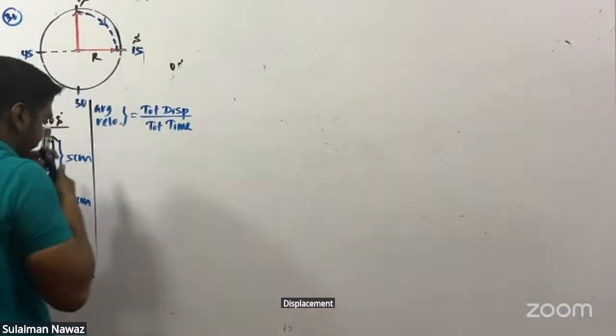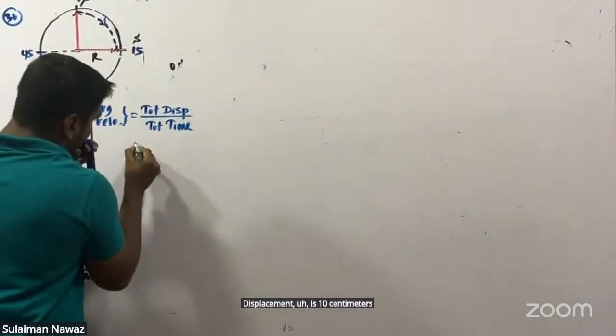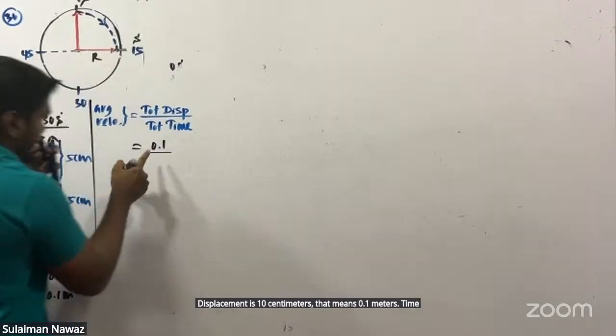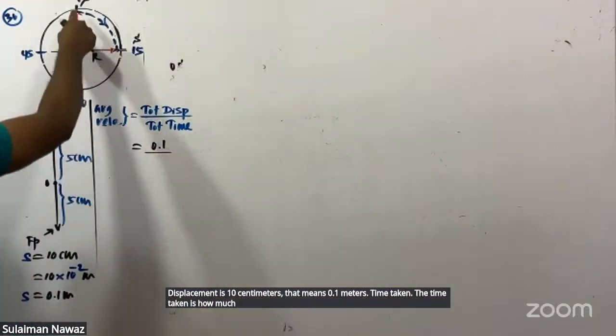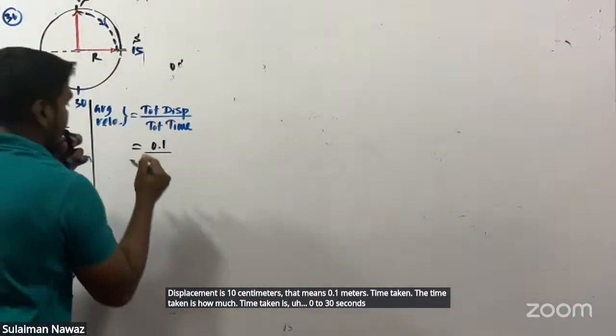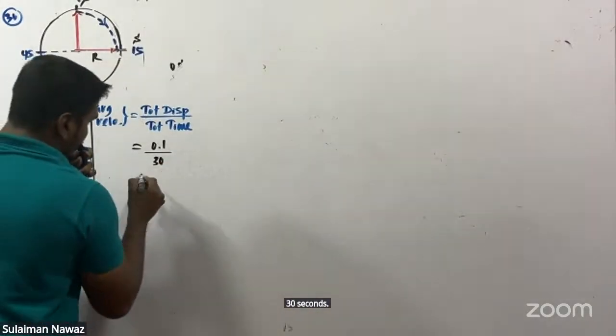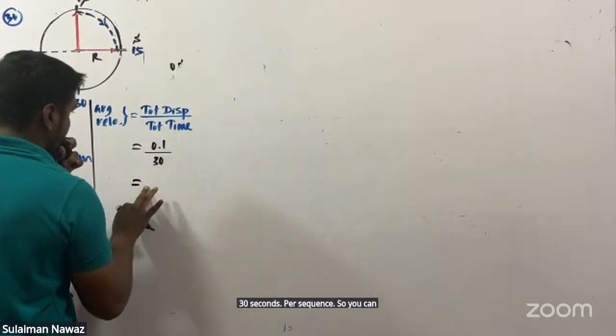Displacement is 10 centimeters. That means 0.1 meters. Time taken. The time taken is how much? Time taken is 0 to 30 seconds. Time is 30 seconds. So you can simplify this further.